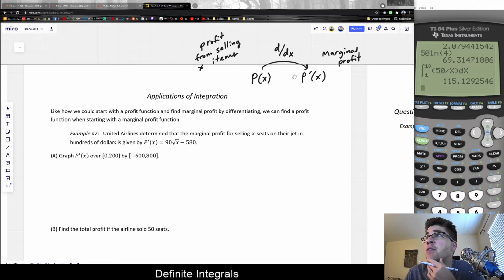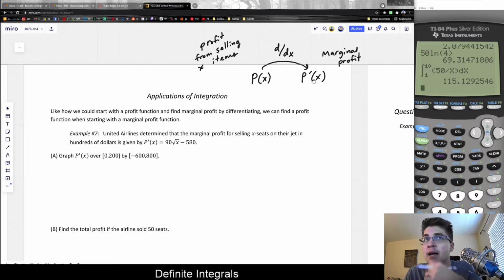And say we wanted to find the maximum profit, we could find the critical value: take the derivative, set it equal to 0 to solve where the maximum point is. And we call it a marginal profit function because it gives us basically the amount of profit we get for producing one more item at a certain sales point.